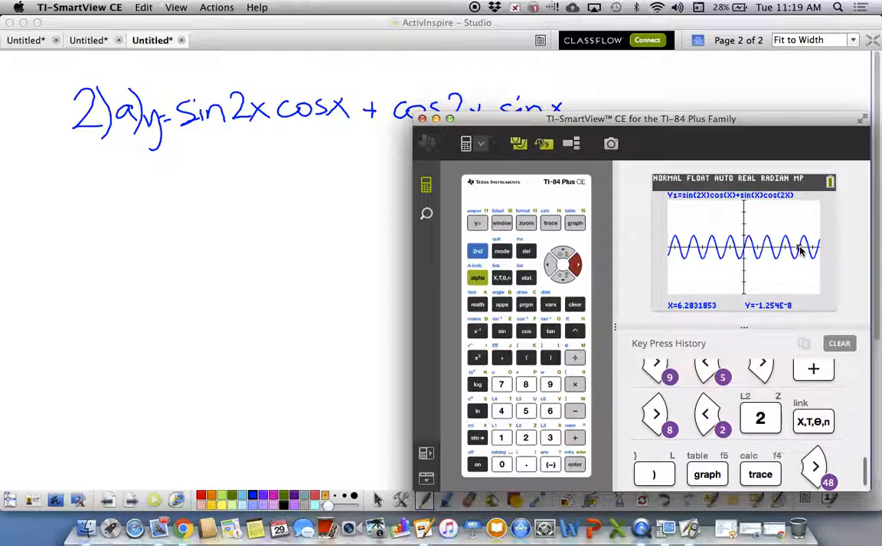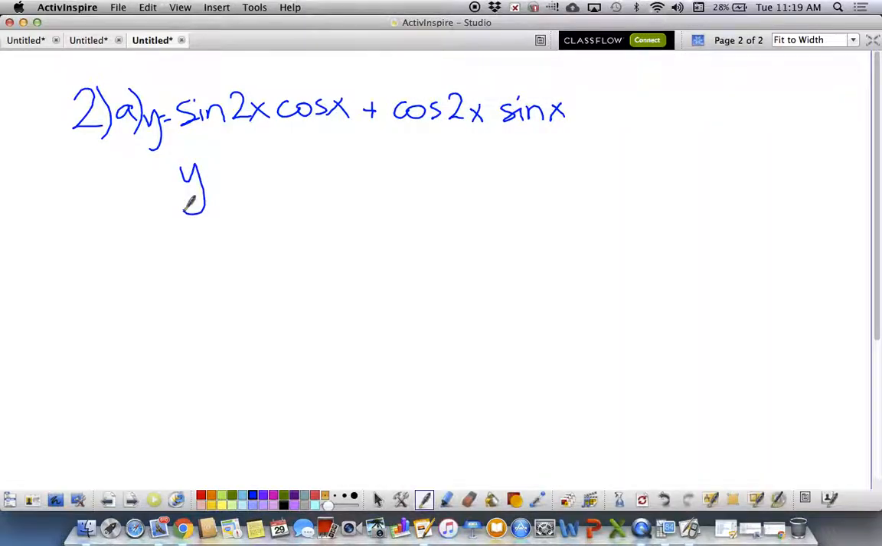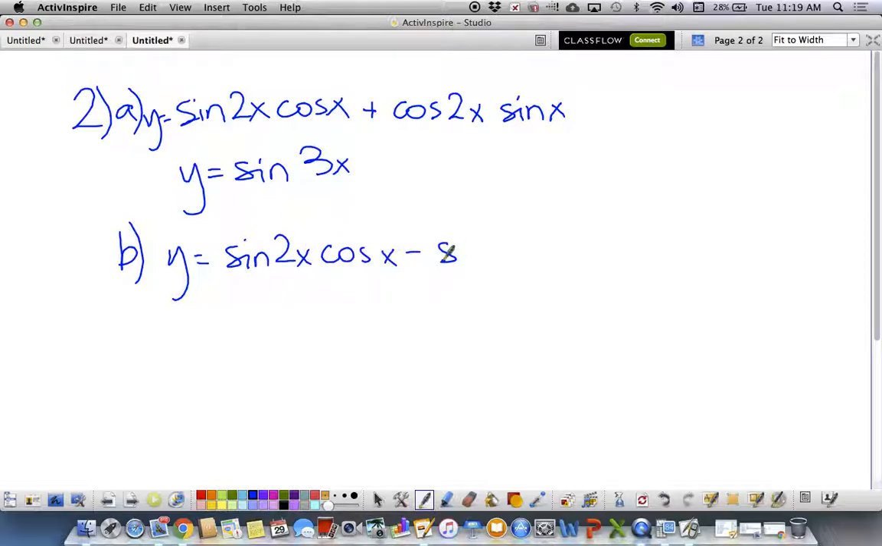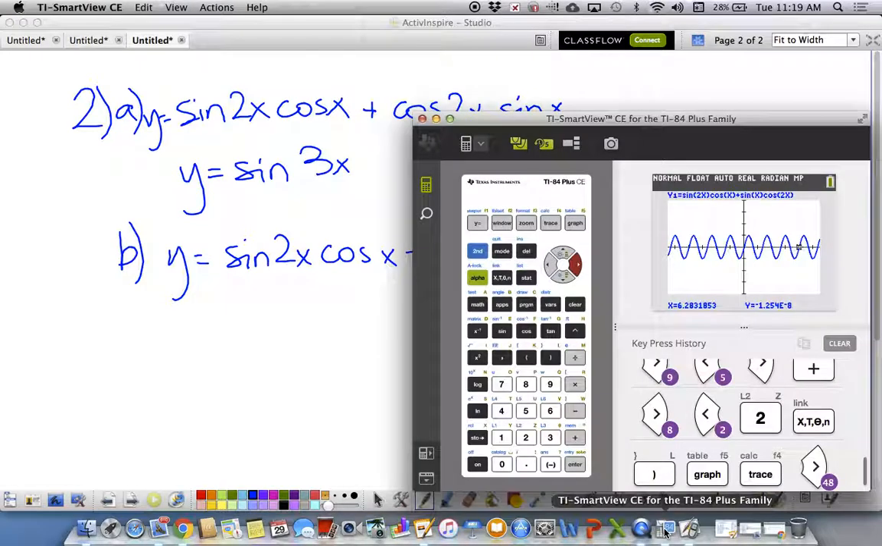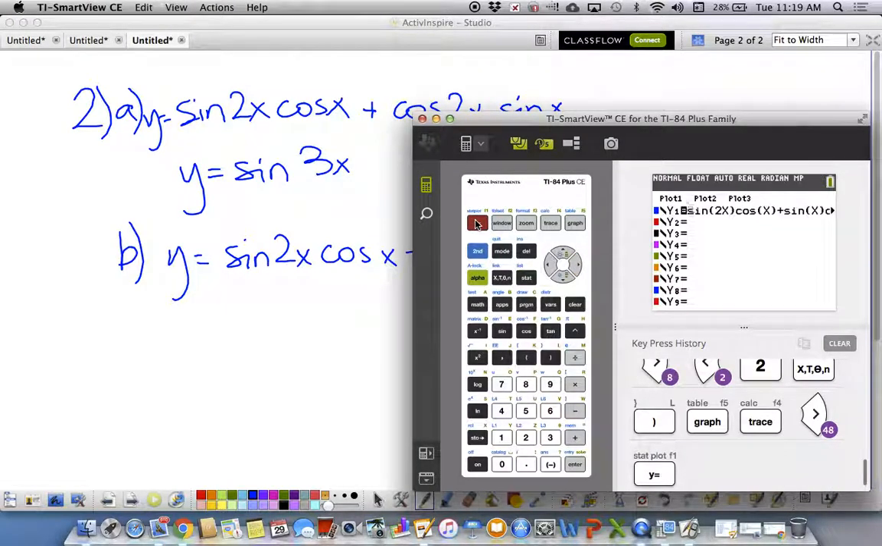So what's the equation of this line? Sine 3x. Can we go back and put in letter B? Y equals sine 2x cosine x minus cosine 2x sine x. We'll put that in our calculator. Doing a subtraction there. I'm going to graph it.